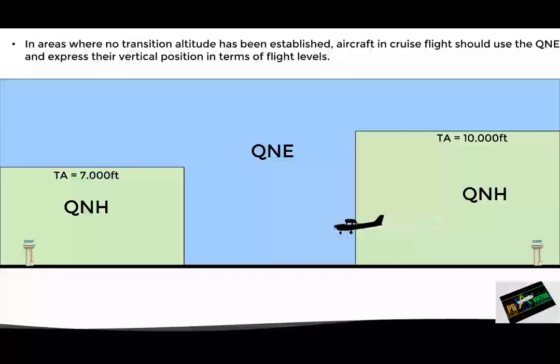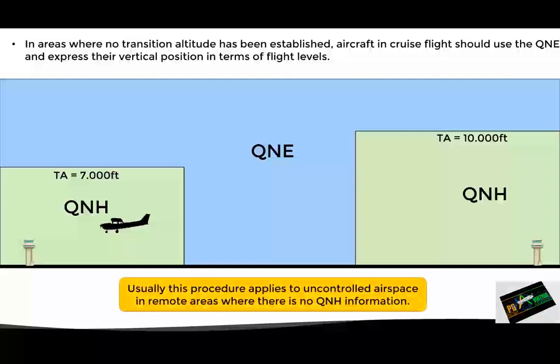But then, it enters an area where there is not a published transition altitude or level. In this case, the pilot must set the QNE and use flight levels until entering an area with a published transition altitude and where QNH information is provided. Usually this occurs in uncontrolled airspace in remote areas where there is no QNH information, such as jungles, deserts, oceans, etc. In these cases, the pilot must exercise extra caution since there's no way to assure an adequate terrain and obstacle clearance while using QNE.